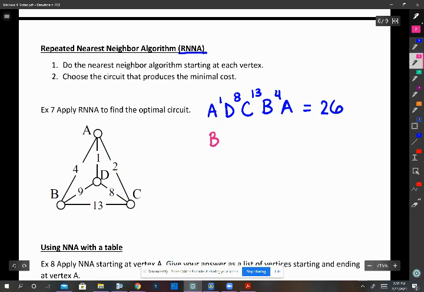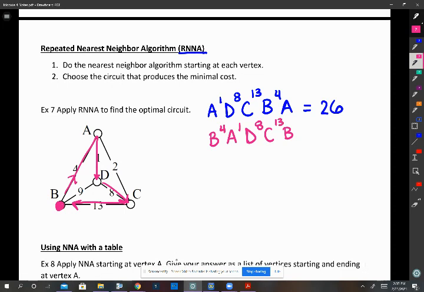And then we're going to do the same thing, but starting with B. So if I start at B, my shortest path is going to be 4, 9, 13. So my shortest path is going to go to A, which is 4. From A, it's going to go to D, which is 1. And then we have to go to C, which is 8. And then back to B, which is 13. And so again, we add those together. So we have 5, 13, 13. So we have 26.